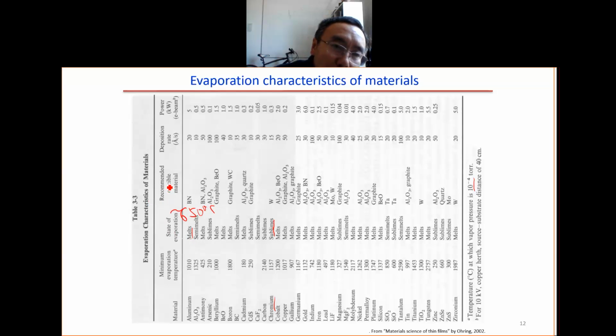So this is the recommended crucible material. The crucible is the container material: boron nitride, aluminum nitride, graphite. Normally we use graphite, just carbon. So here is the deposition rate, in angstrom per second. This is the power. Here we assume the source to substrate distance is 40 centimeters.